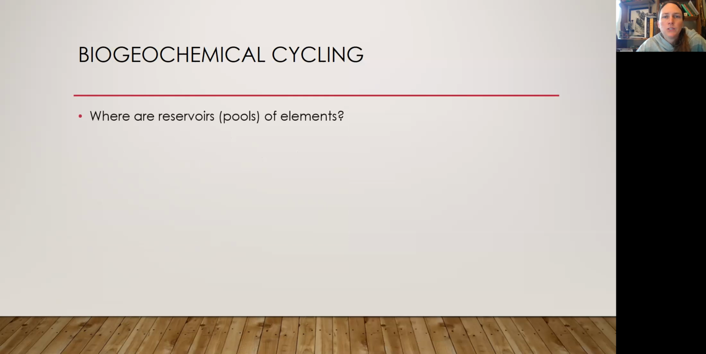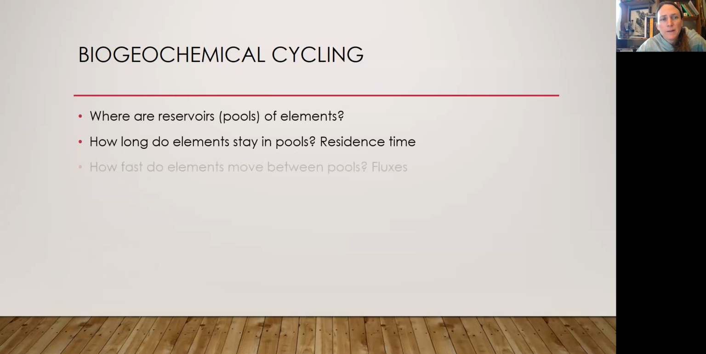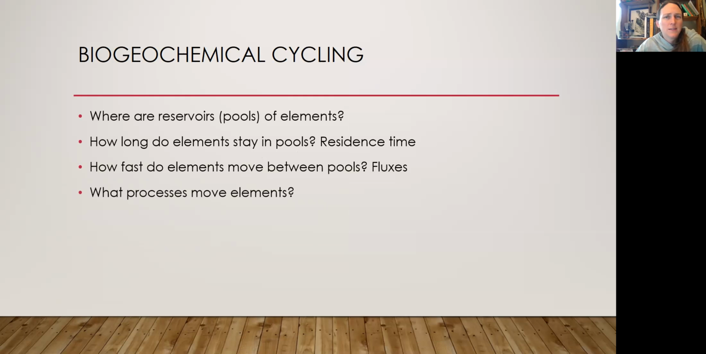Okay, so biogeochemical cycling, we're often interested in where are the pools of elements. How long do elements stay in those pools? What's their residence time? How fast do elements move between pools? So what are their fluxes? And then what processes move these elements around? And do any of these cycles interact with one another?